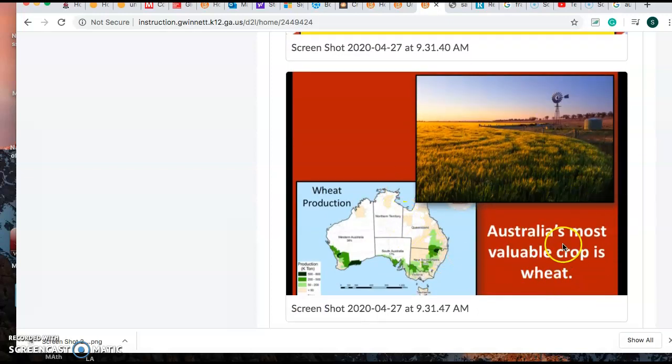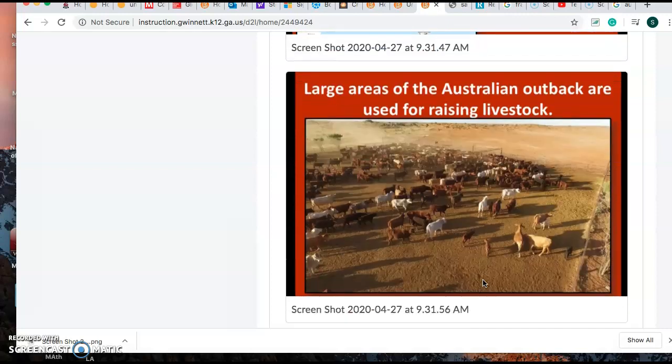When it comes to plants, their most valuable crop is wheat. Wheat, you can find it in your cereal, in your pasta, in your bread, okay? And this little map here shows you in all the green colors where the wheat is made. Large areas of the Australian outback are used for raising livestock. This means that animals are raised in the outback, in these deserts, and then they're sold for meat production.